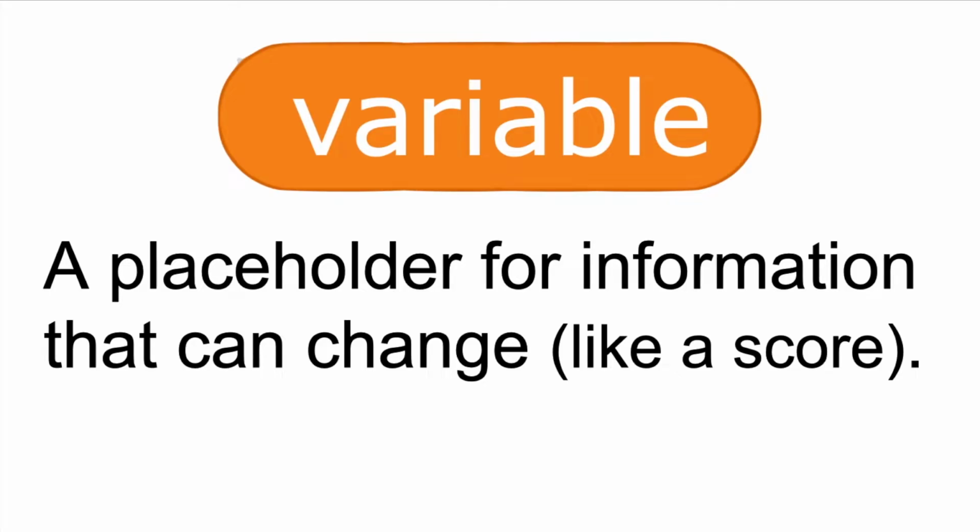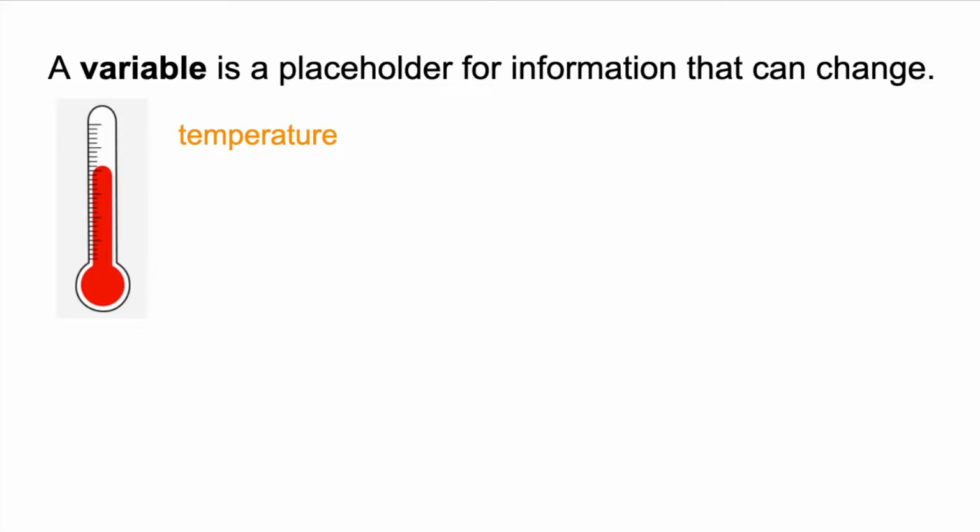In this lesson, we're going to learn about variables. A variable is a placeholder for information that can change. For example, the temperature. The temperature is always changing. Today, the temperature might be 52. Tomorrow, it might be 78 degrees. And another day, it might be 100 degrees. But it is never the same temperature every single day. It's always changing. So temperature is a variable.